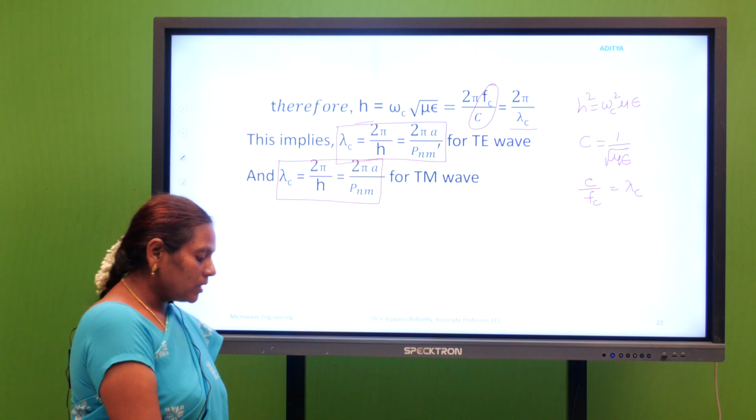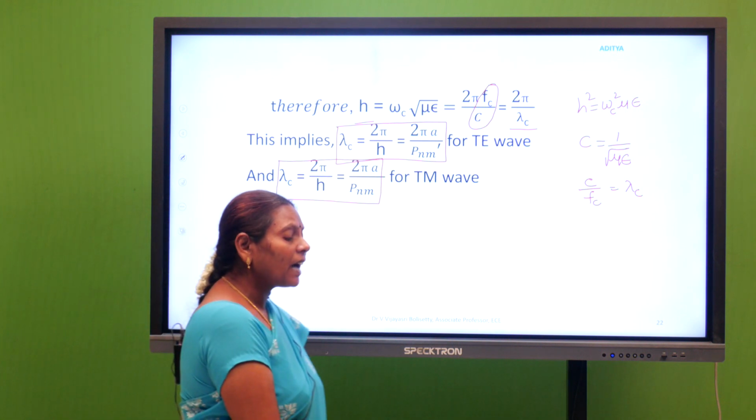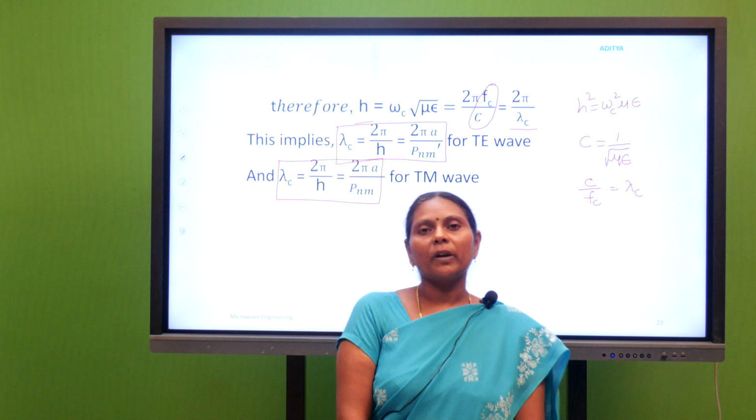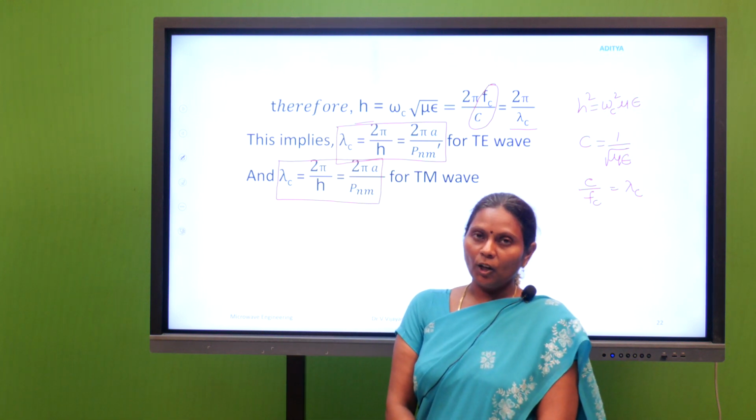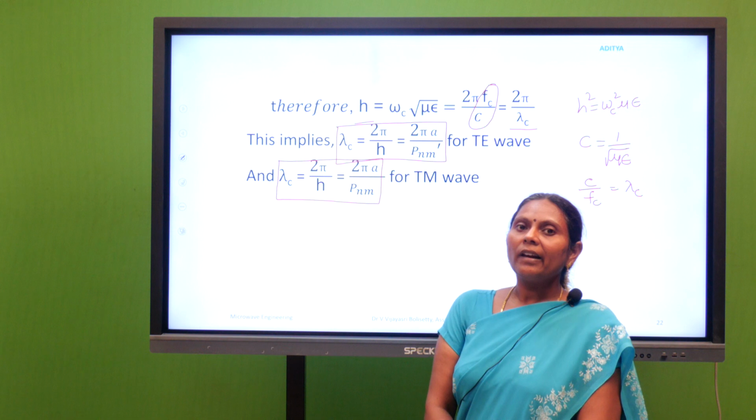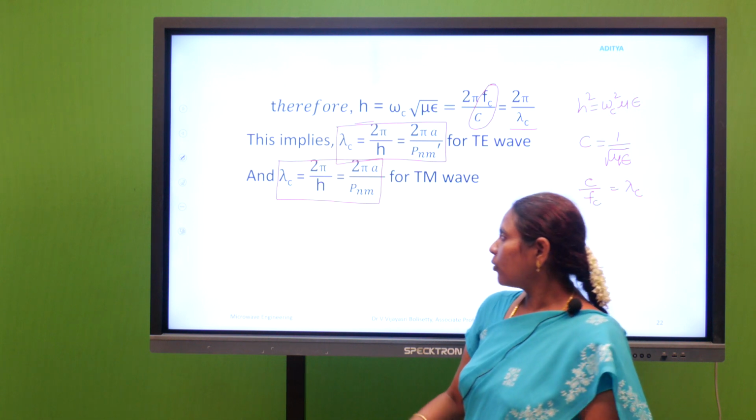So, now let us see what a dominant mode is from this relation of lambda c. Dominant mode means the mode which has the higher cutoff frequency, that is propagating through the waveguide, we call it a dominant mode. So, here let us define the dominant mode first.